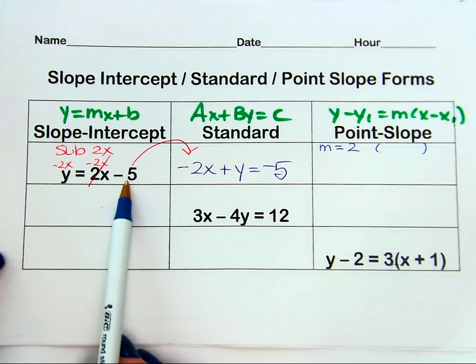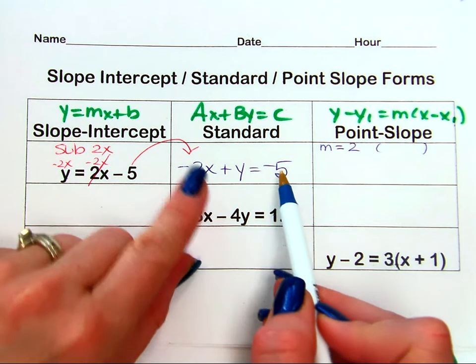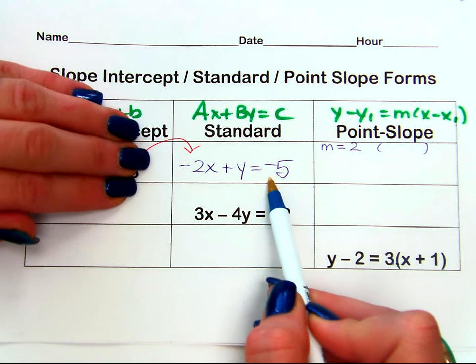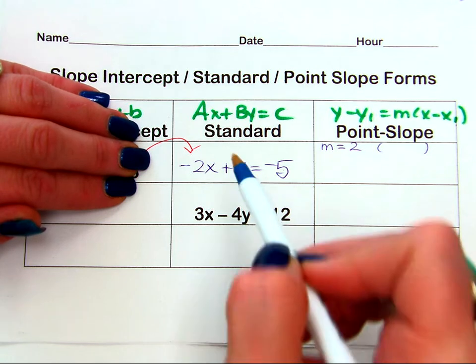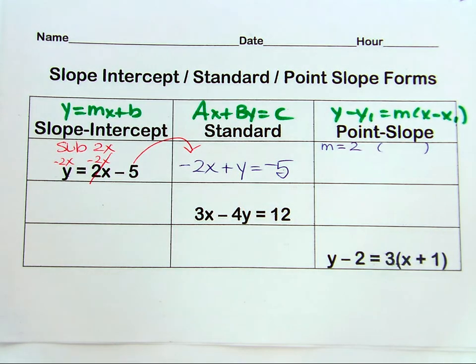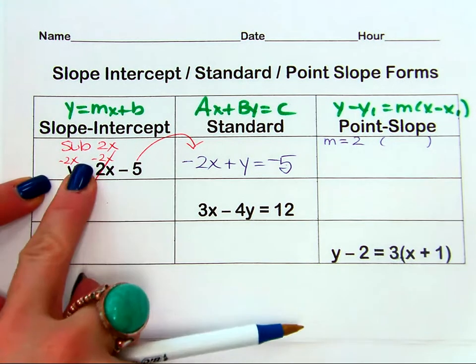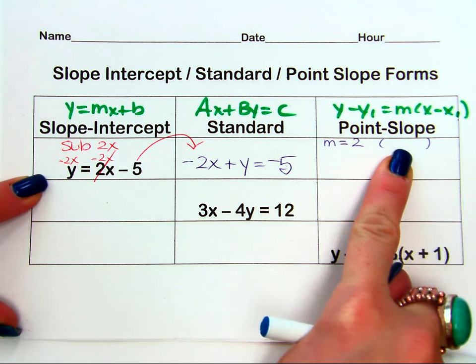Here's what you need to not do. I had too many people doing this last hour. Once they got it into standard form, they didn't go back and look at slope-intercept form, and they were like, what's the slope? Get it in standard form and don't look at it again, because it's not going to tell you much. Get it in standard form and then go back and look at slope-intercept form and see how this can help you now get to this one. Do you see what I mean?